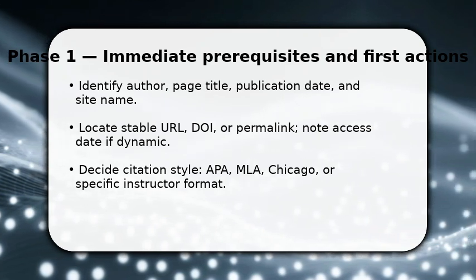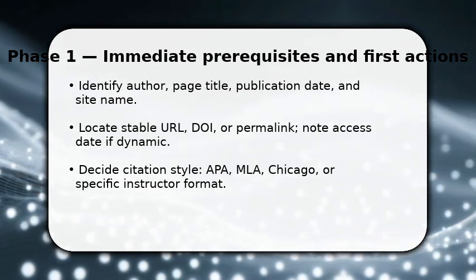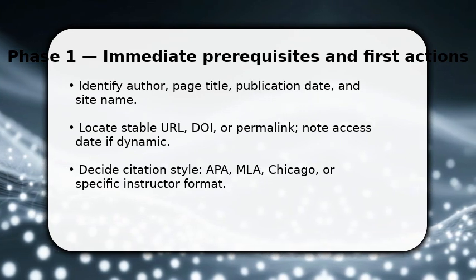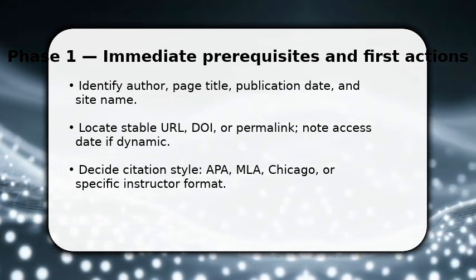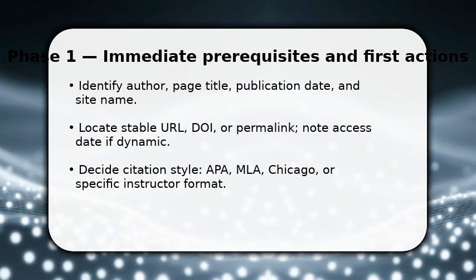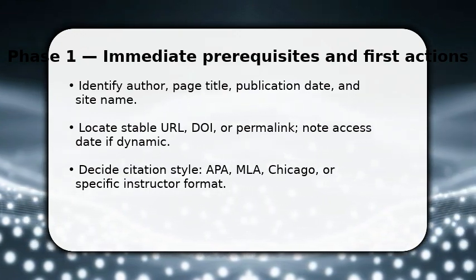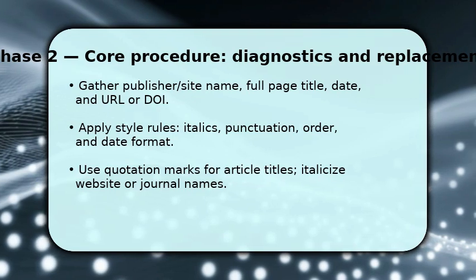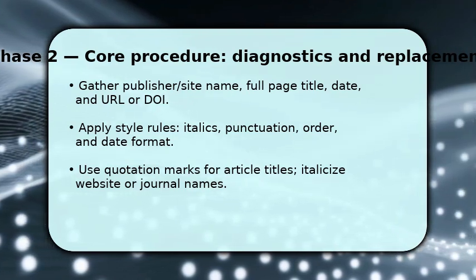Decide which citation style you must use, APA, MLA, Chicago, or follow instructor rules. Knowing the required style early saves time later, because each demands different element order and punctuation. Once you have raw details, format them according to your chosen style.